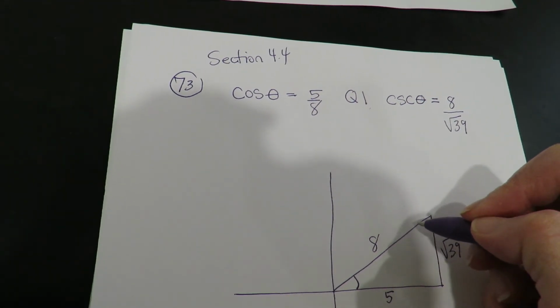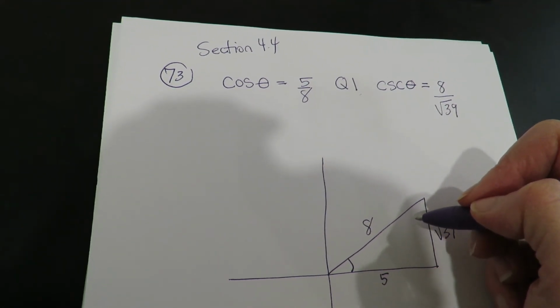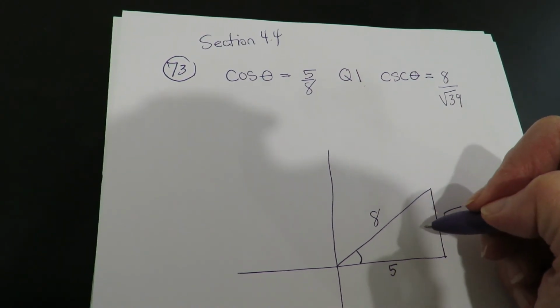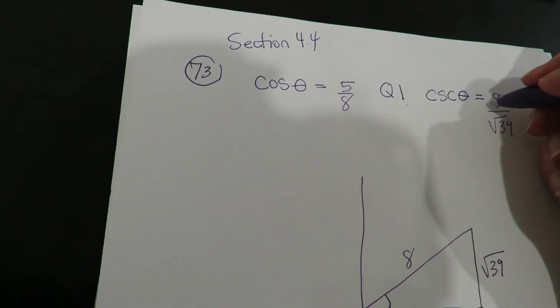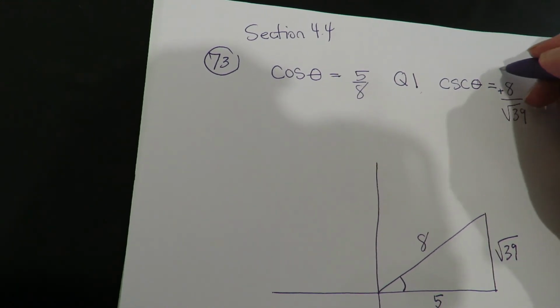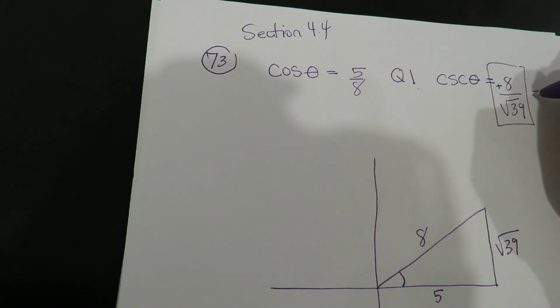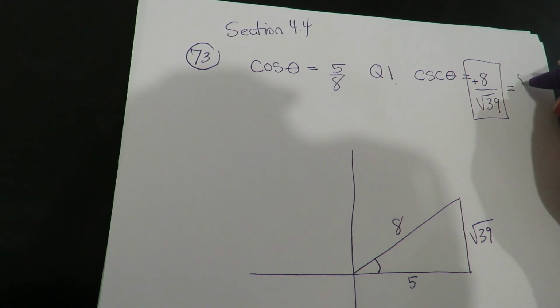The sign of the cosine in this quadrant is the same as the sine, which is the same as the y value, which would be positive. This is a fine answer. If you want, you can rationalize it. I don't care.